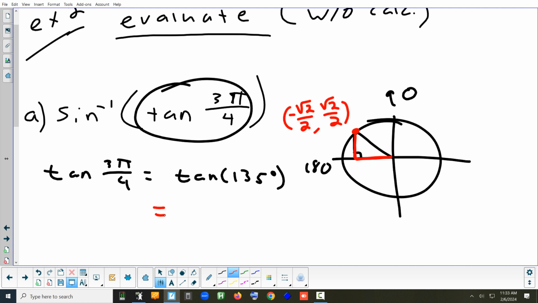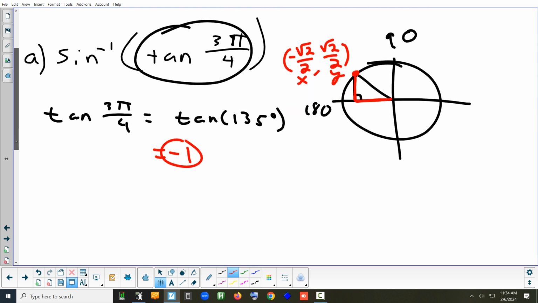And the formula for tangent. Does anybody remember this is x and this is y? What's the formula for tangent? Y over x. Yep, that's y, and that's x. What do you get if you divide y by x here? Negative 1. Okay, so now we know the inside. The tangent of 3 pi over 4 is negative 1. Okay, so we got that.